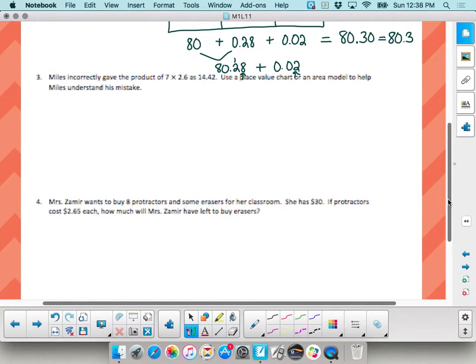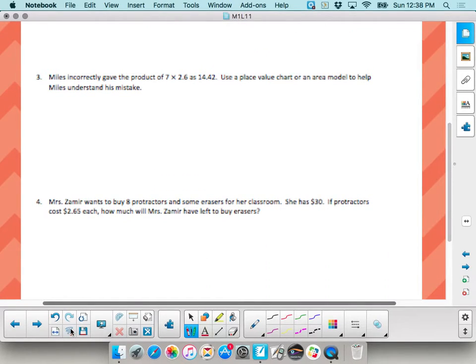And here's the next problem. Miles incorrectly gave the product of 7 times 2 and 6 tenths as 14 and 42 hundredths. Use a place value chart or an area model to help Miles understand his mistake. Okay, I'm going to choose the area model. That way I don't have to draw all the discs, and I just get to use numbers. So 2 and 6 tenths times 7.